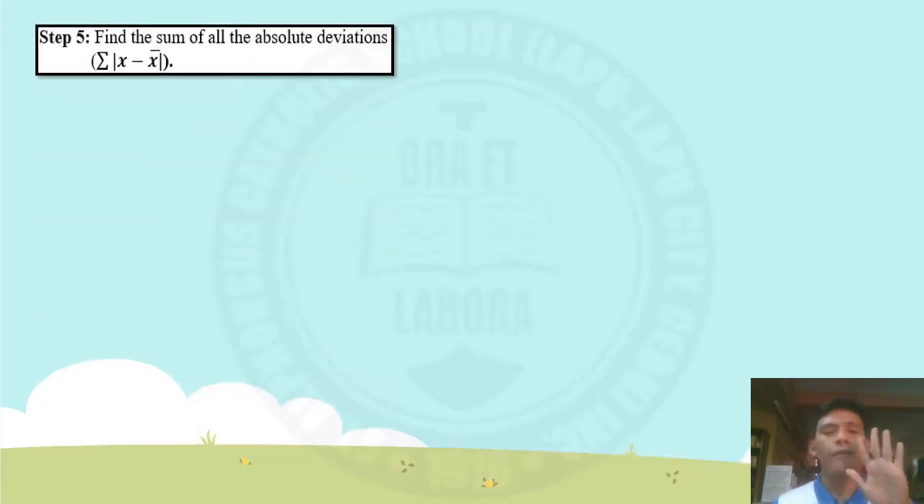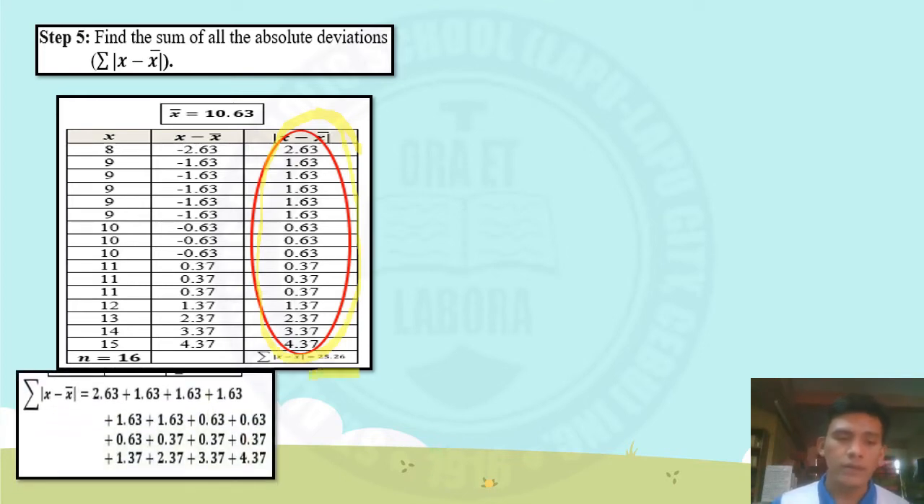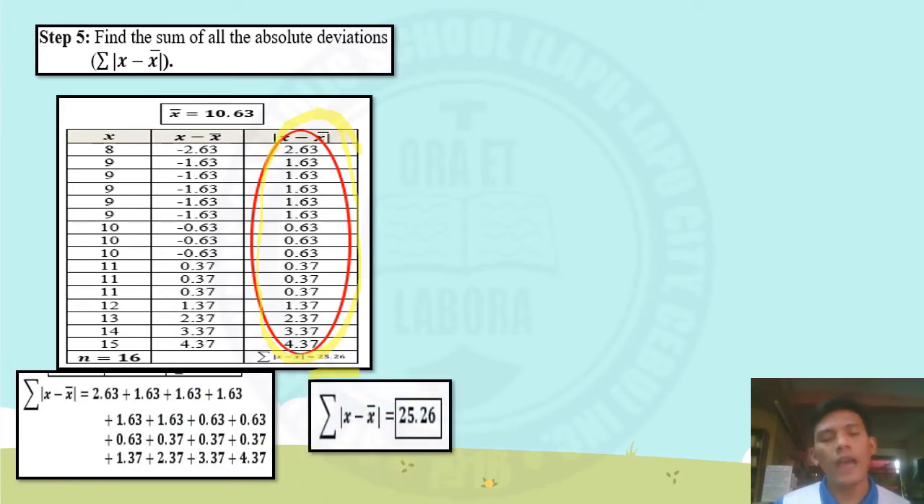Step 5. Find the sum of all the absolute deviations. So we will sum all of these. We will add all the absolute values. The summation of all these values is 25.26. Okay, if you add all the values for this one, that will make 25.26.